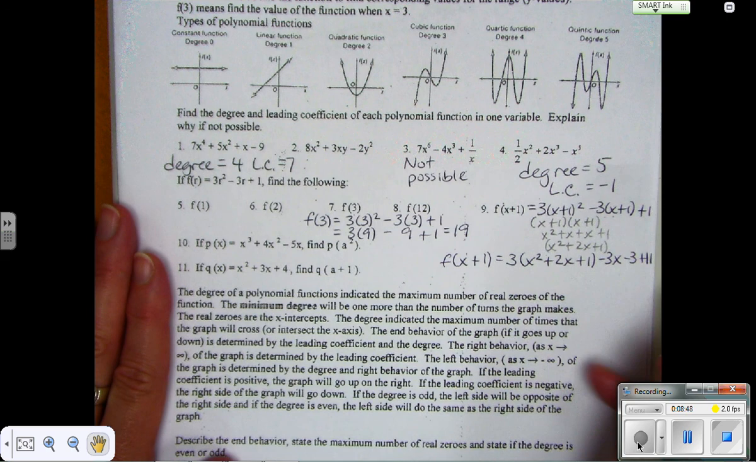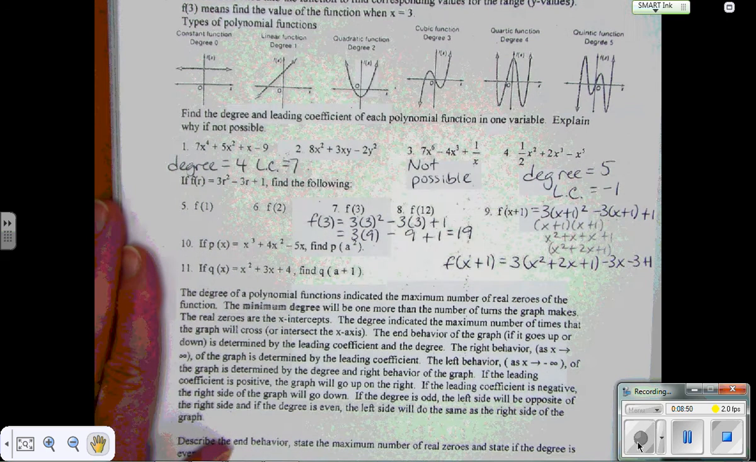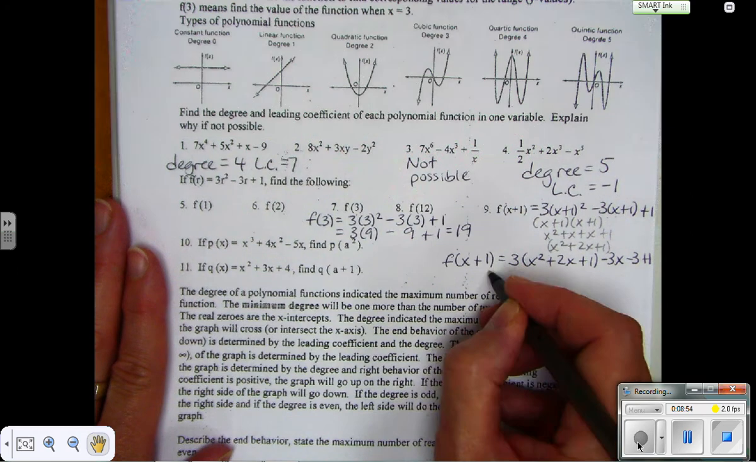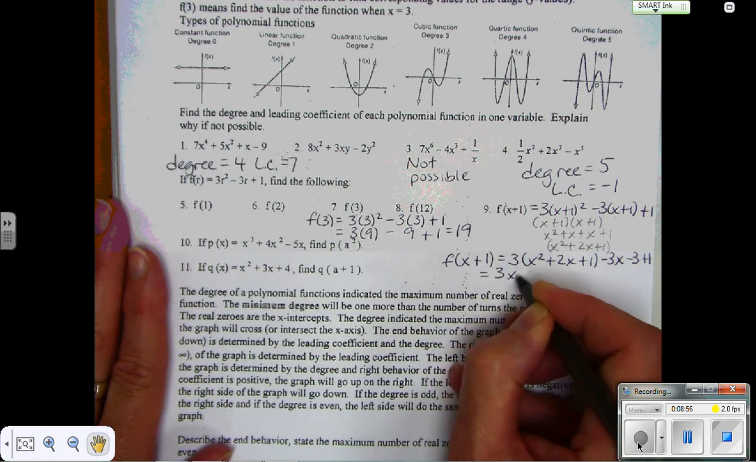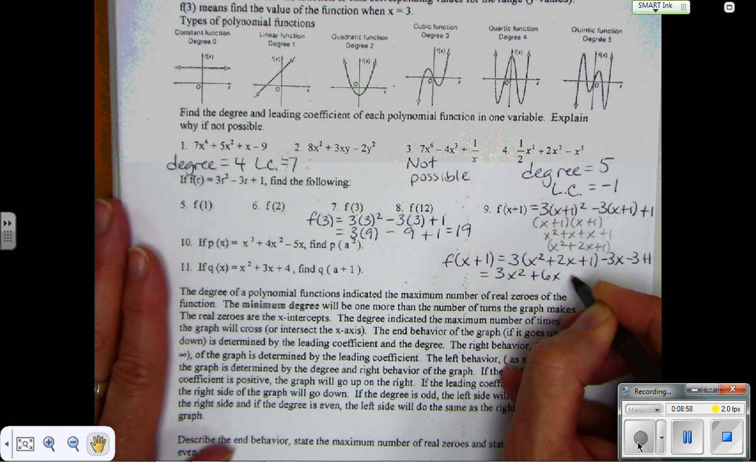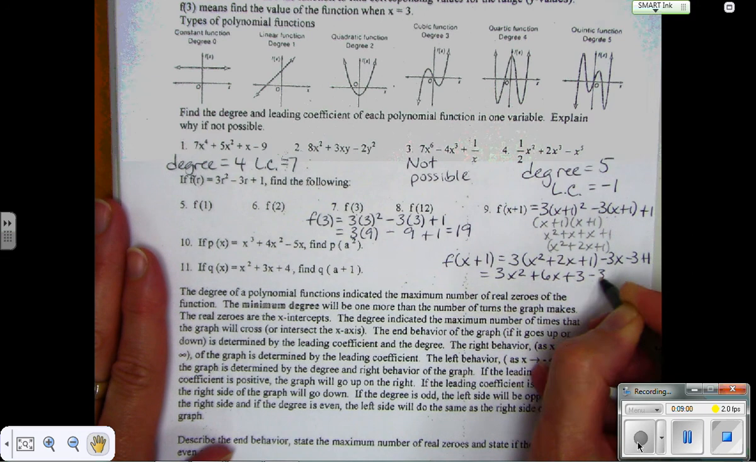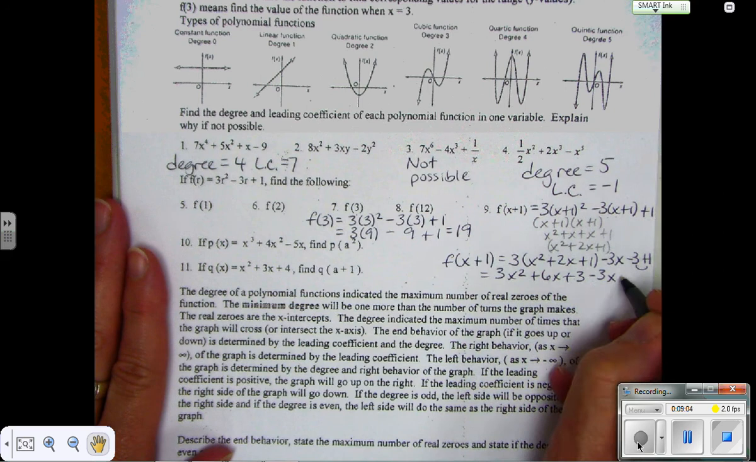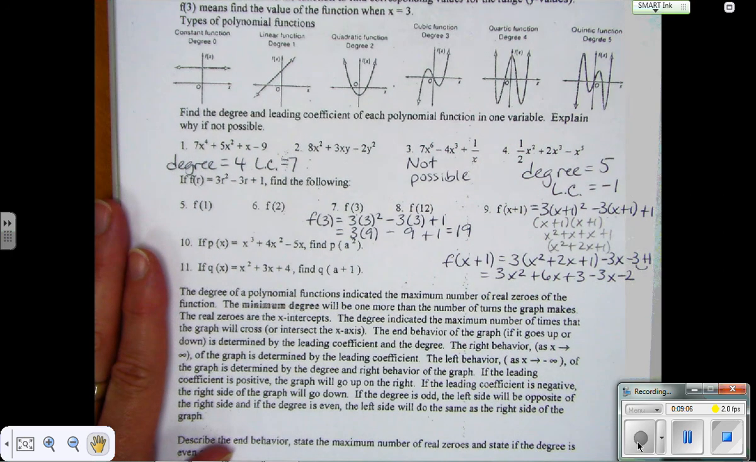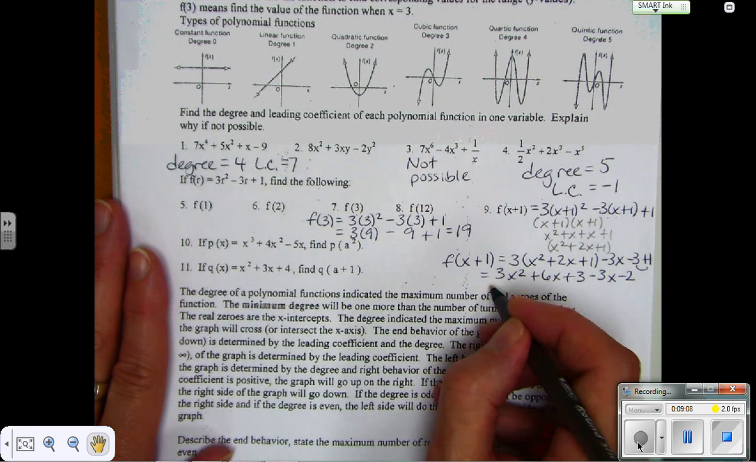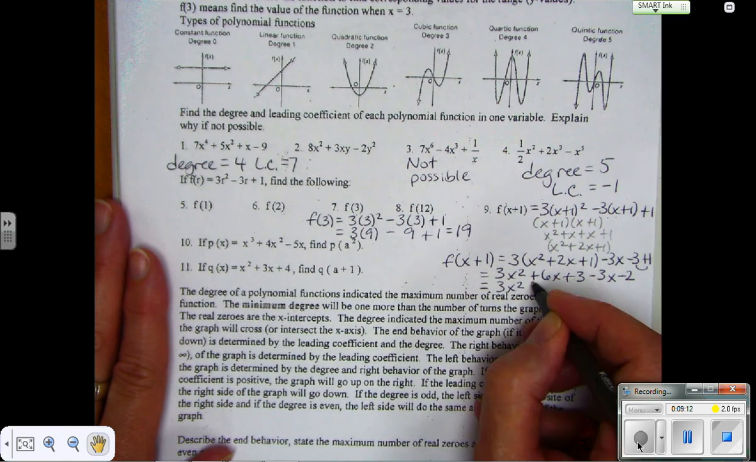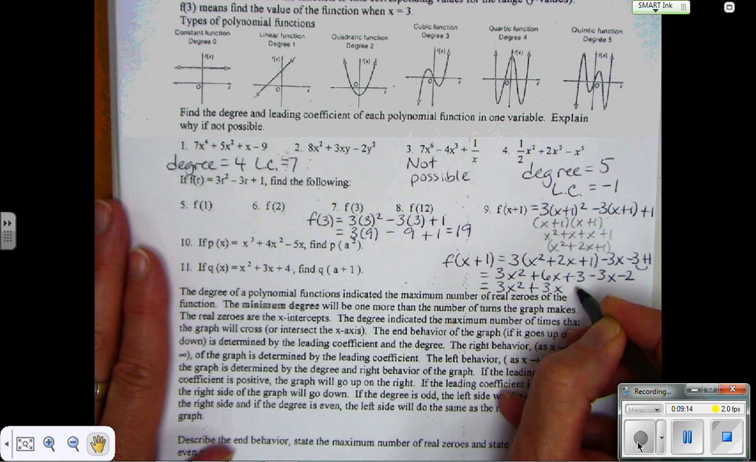And I'm going to distribute the first 3. 3x squared plus 6x plus 3 minus 3x, and I'm going to combine these last two numbers. -3 plus 1 is -2. Okay, and then finish up combining like terms, so your final answer is 3x squared plus 3x plus 1.